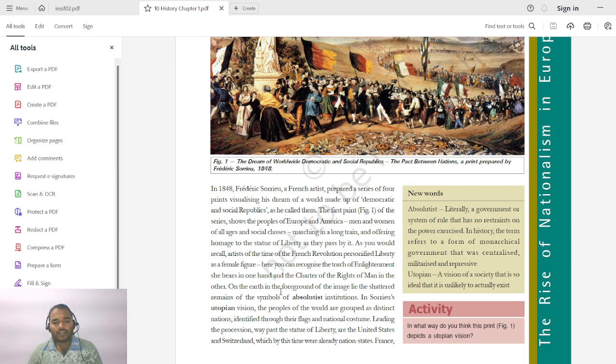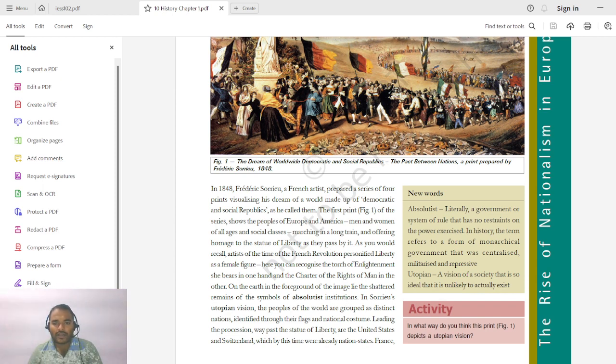On the earth in the foreground of the image lie the shattered remains of symbols of absolutist institutions. So over here you can see that there are some broken things thrown away. This seems to be like the crown of some kings, the monarchy that the French government has abolished, and various other items.